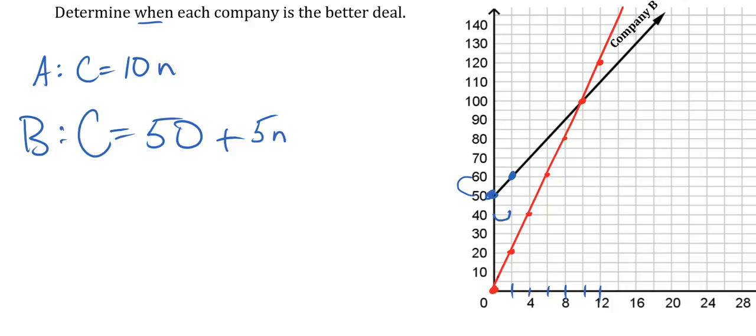Oh, I see why that's not working. There we go. So that's company A. So they meet at, follow that down, 10 months. So company A starts cheaper, but after 10 months is more expensive.